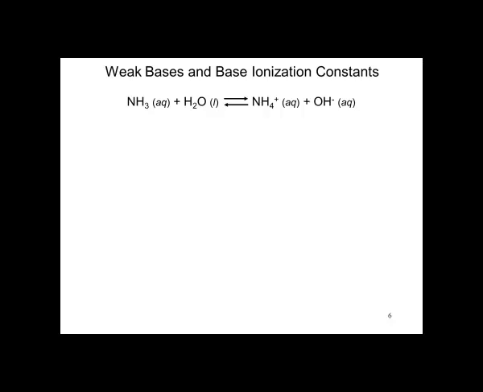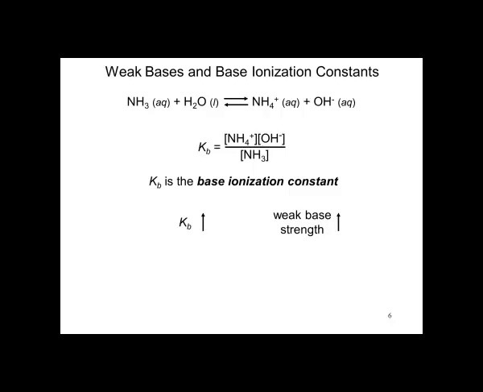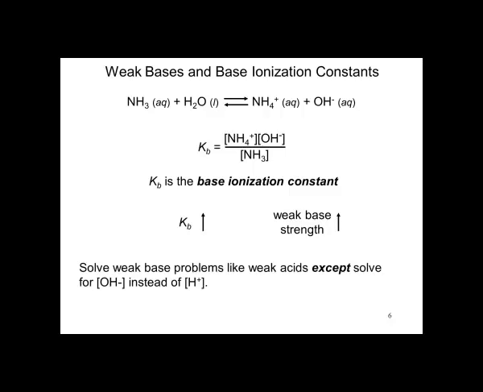Weak bases and base ionization constants. These are treated pretty much the same. Here we have an equilibrium between ammonia, water, ammonium ion, and hydroxide ion. Kb is defined as the concentration of the ammonium ion times the concentration of the hydroxide ion divided by the concentration of ammonia. Notice that water is not included in the expression. Kb is the base ionization constant, and as it increases, so does the weak base strength. Again, you solve these weak base problems like weak acids, except you solve for OH minus instead of H plus.